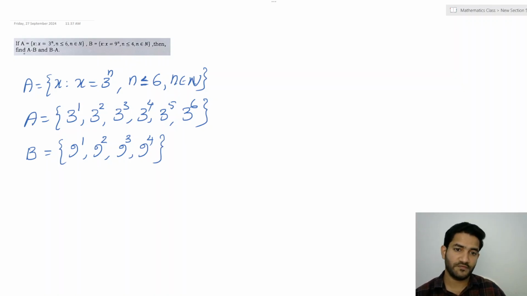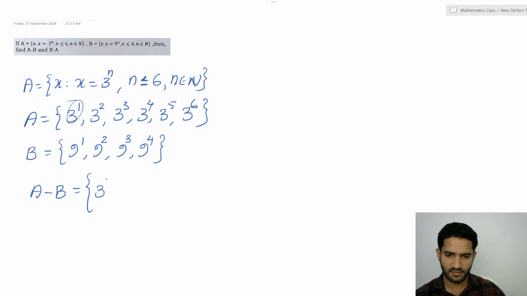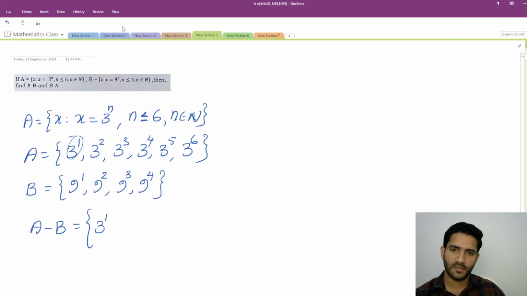And what's the question here? Find A minus B. A minus B means we want to find the elements from A that do not belong to B. So elements from A: 3 raised to 1. It is not there in B, so we can write 3 raised to 1. Second element, 3 square. But 3 square means 9, it is here.